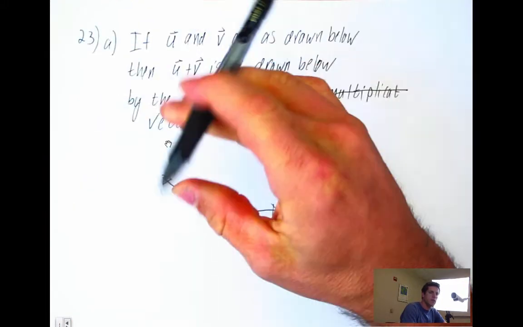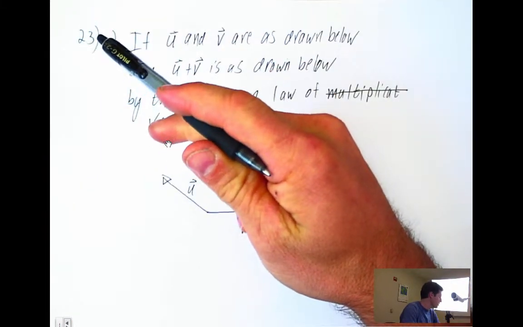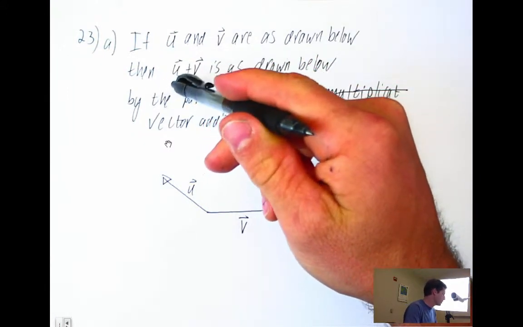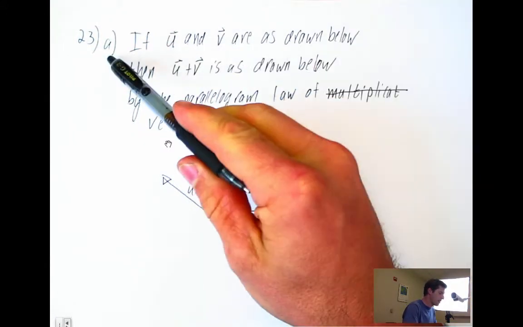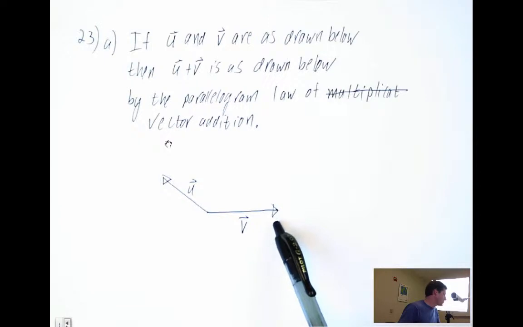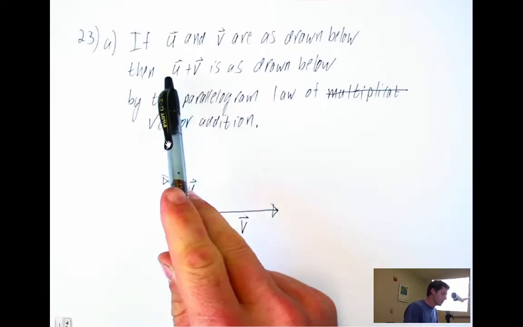Okay, with 23, I'm simply given a picture in the textbook of a few vectors. The relevant ones for part A here are just u and v, and I am asked to copy vectors u and v as needed to sketch the indicated vector. The indicated vector is u plus v.